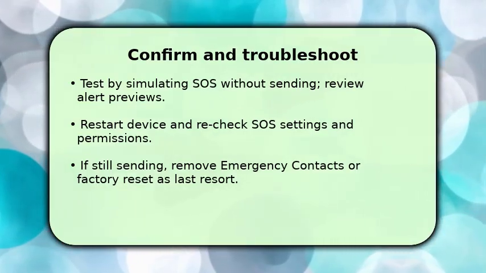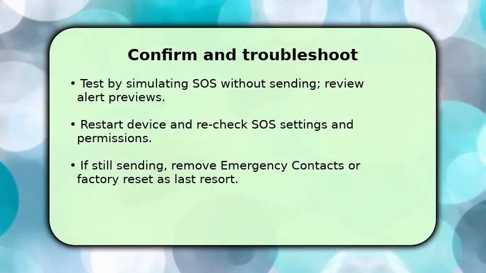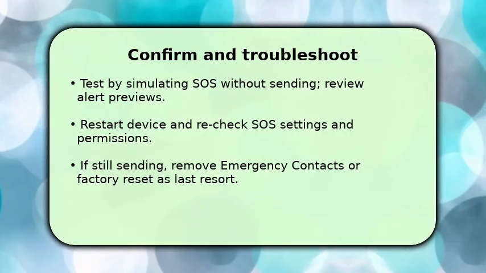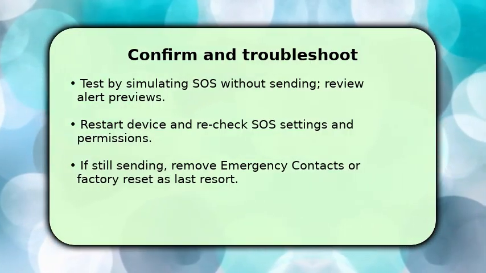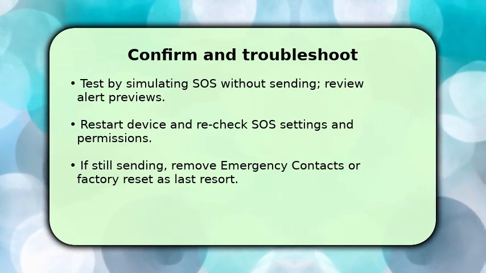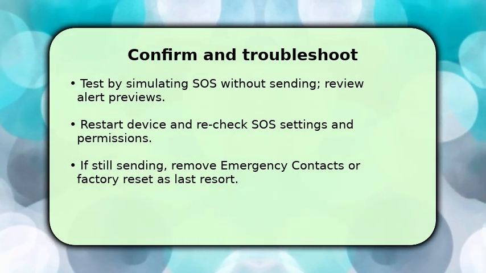If the device still sends location, remove emergency contacts or disconnect the paired device. As a last resort, perform a factory reset after backing up data. If problems persist, contact the device manufacturer. Explain steps you've taken so support can escalate effectively.